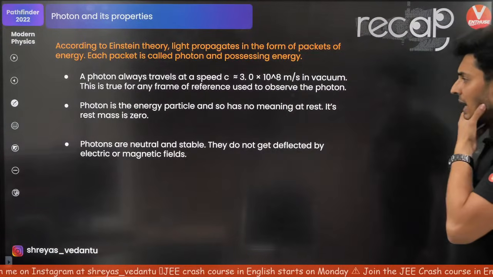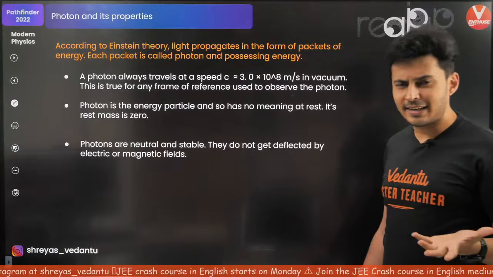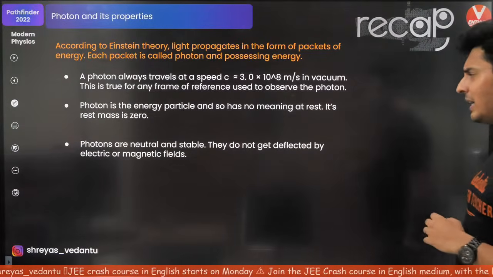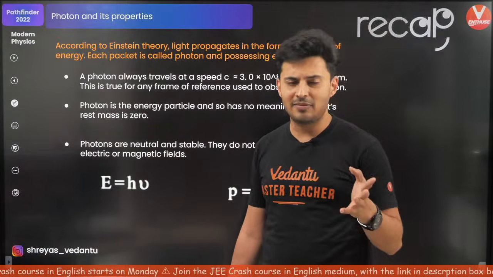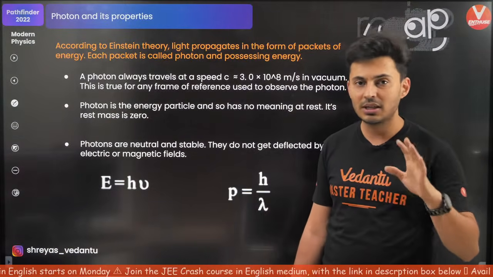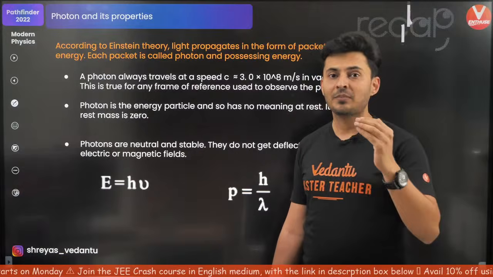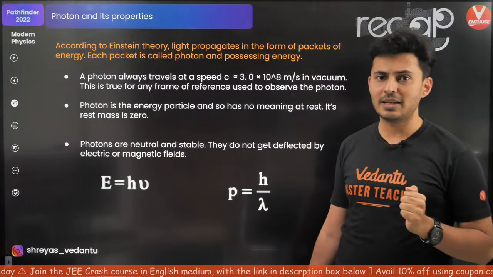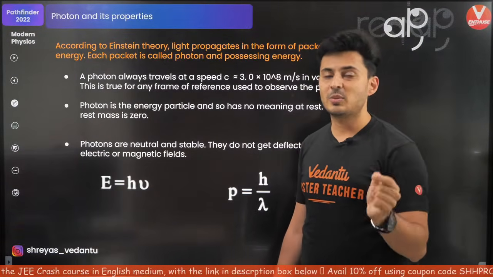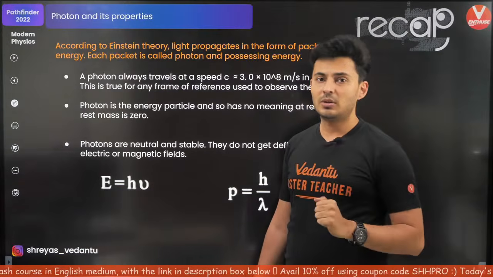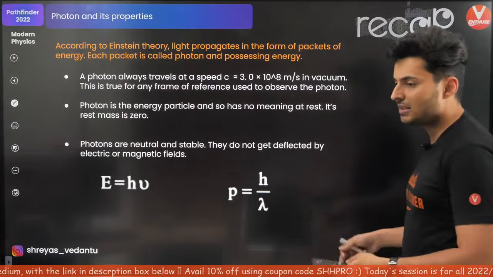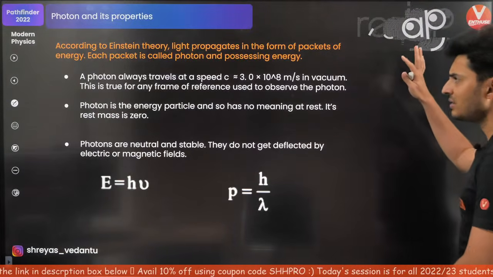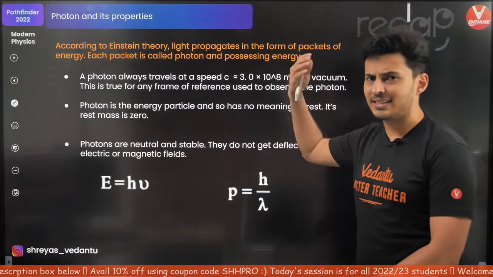Okay, all right. And we have also seen that photons are electrically neutral. They do not get deflected by electric and magnetic fields. And the energy of a photon is hf or h nu, whichever symbol you want to use. h is the Planck's constant, f is the frequency, or nu is the frequency. h's value is 6.626 into 10 to the power minus 34. Momentum is h by lambda. Lambda is the wavelength. Very good. So this is a quick revision of what we did last lecture.